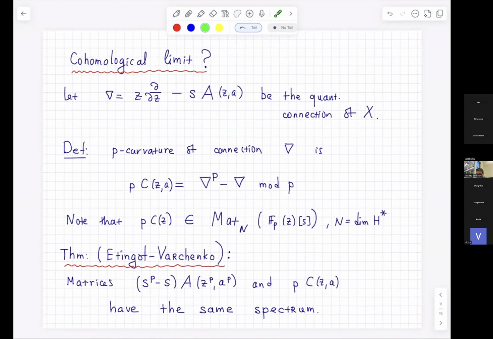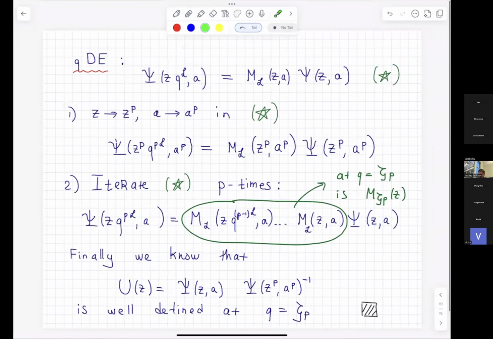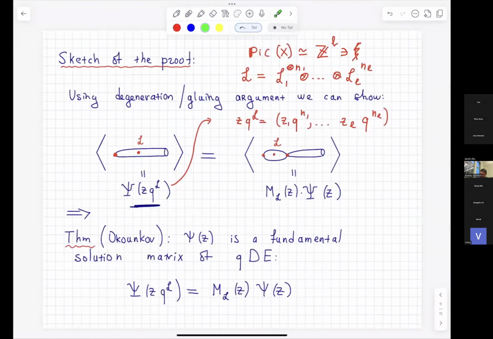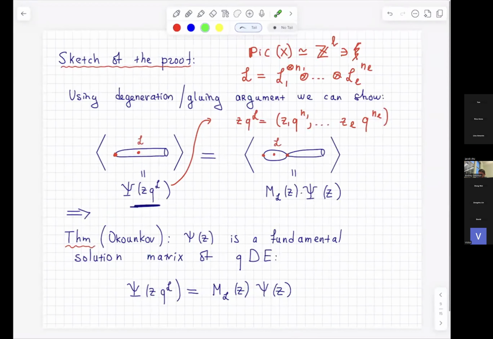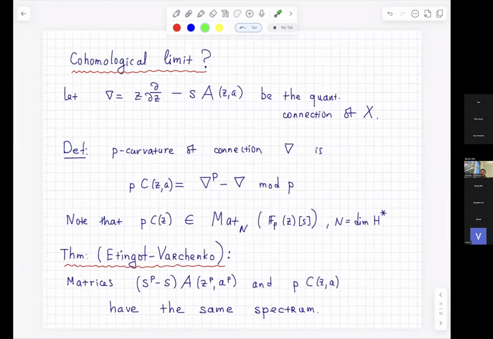Okay. Well, the next part is the following. We now proved this isospectrality theorem. Let me go back. So we can show that the spectrum of this iterated product and the spectrum of the original M, in which all variables are raised to the power p, are the same. And we can ask, is there a cohomological version or cohomological limit of that statement? So this is what I wanted to discuss next.